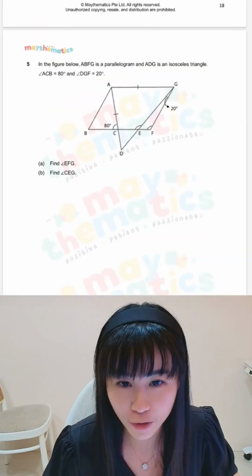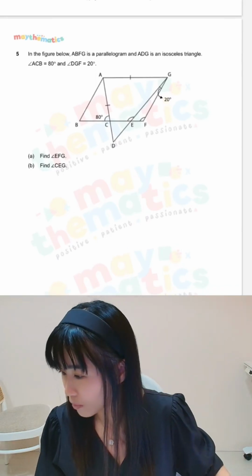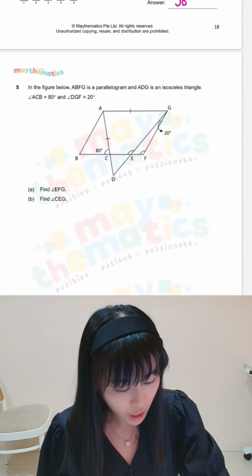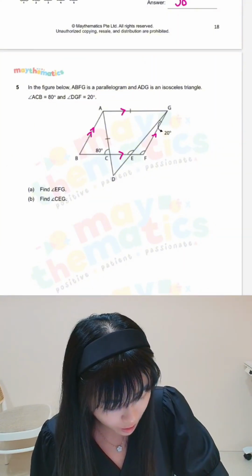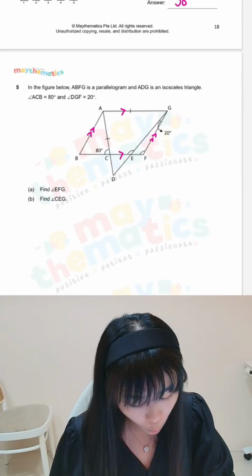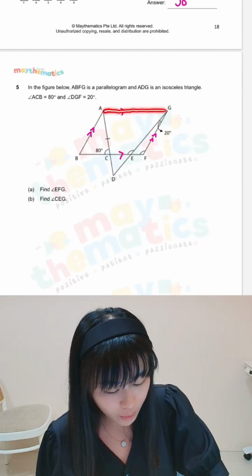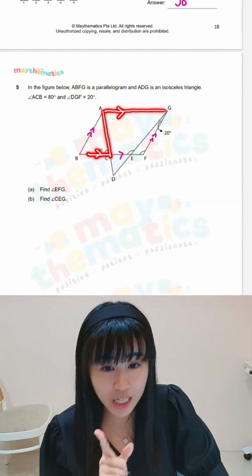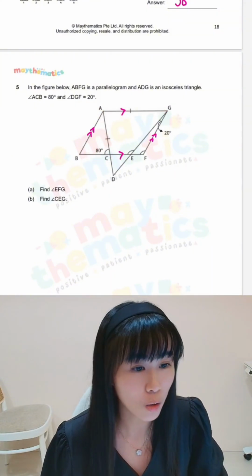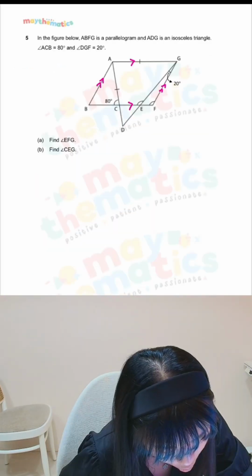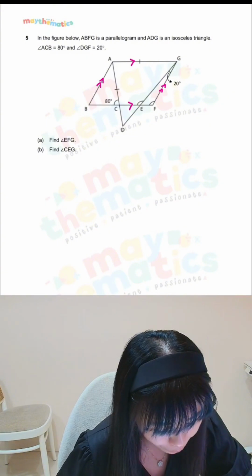38 degrees. In the figure below, ABFG is a parallelogram. ADG is an isosceles triangle. Now, when they give you a parallelogram, you can put in the parallel lines already. This arrowhead means parallel lines. Why do I recommend putting the arrowhead? Because later on, you can spot your alternate angles. It will really help, so always put in the arrowhead. We have 80 degrees and 20 degrees already marked out in the figure, and we need to find EFG. EFG is this one.